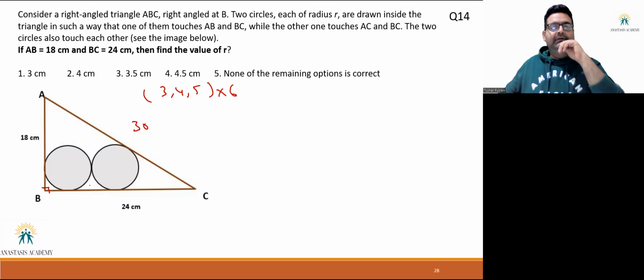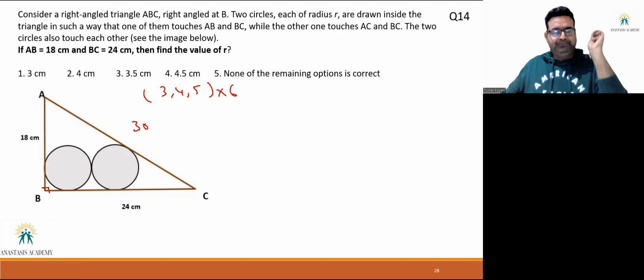And there are two circles of radius r in such a way that they touch the sides, as already given by the diagram. The two circles also touch each other. The image is given, so the story becomes easier. 18, 24, find the value of r.